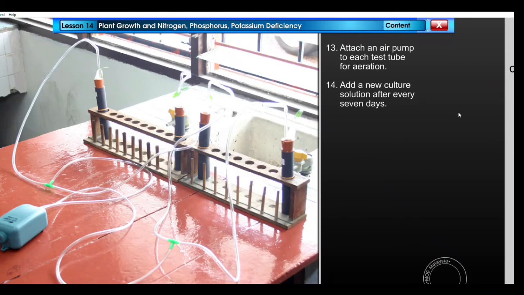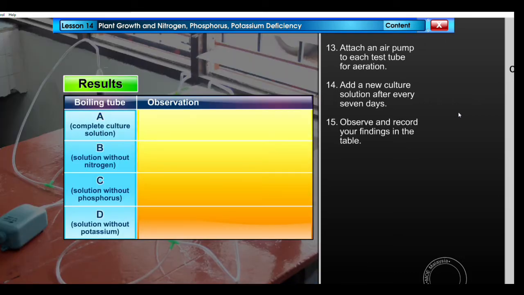Add a new culture solution after every 7 days. Observe and record your findings in the table. Write a report for this experiment in your science practical book.